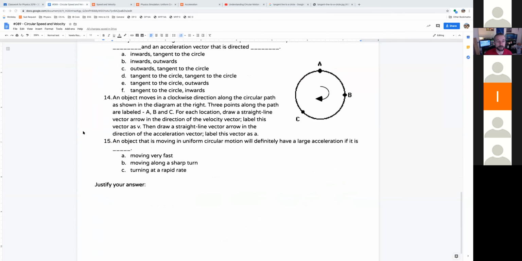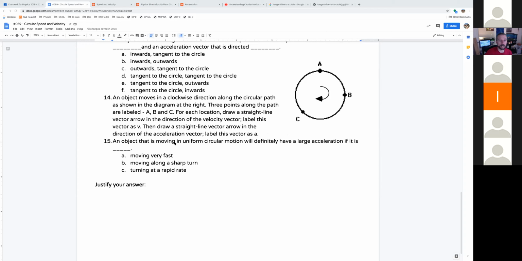Finally, we got 14 and 15. 14, an object moves in a clockwise direction around the circular path as shown. 3 points, A, B, and C. Draw a straight line vector arrow in the direction of the velocity vector for each direction, all right? So you can do this in any way you'd like. If you'd like to sketch this on a separate sheet of paper and scan it, take a picture of it. And then draw a straight line vector arrow in the direction of the acceleration vector and label that as A. Again, that animation is really gonna help you out.